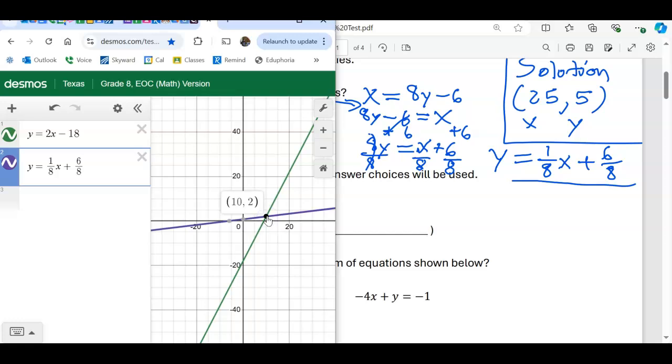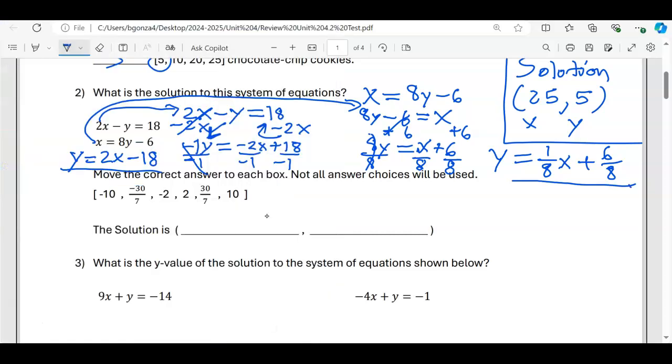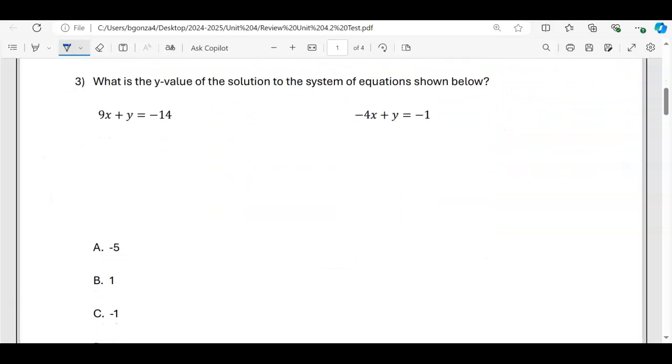After you graph the two y equals slope-intercept form equations, you get the solution of 10 comma 2, and there you go, 10 and 2 in the right order though, right? X comma y. So, all right, what is the y value of the solution?